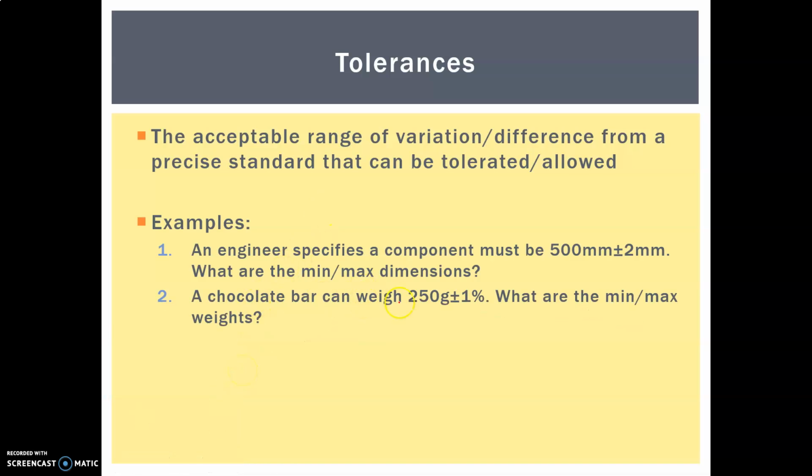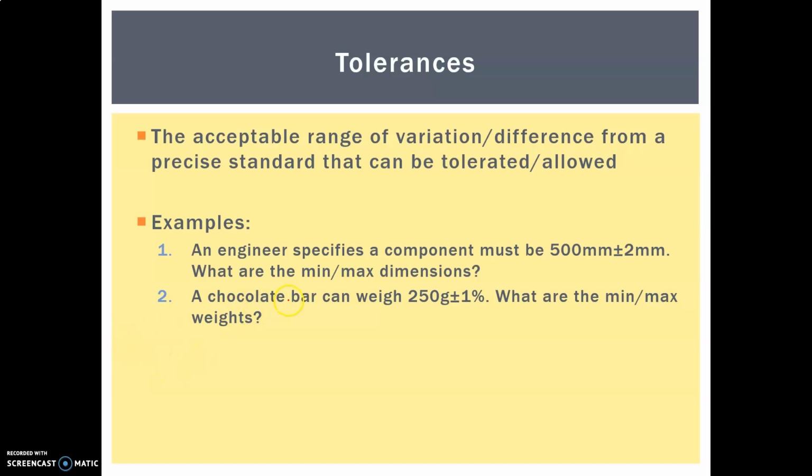So a chocolate bar weighs 250 grams plus or minus 1%. What are the min and max weights? Well, I'd love for you to pause this, have a little go, and then we'll go through the answer in a second. Okay, so let's go through the answers.